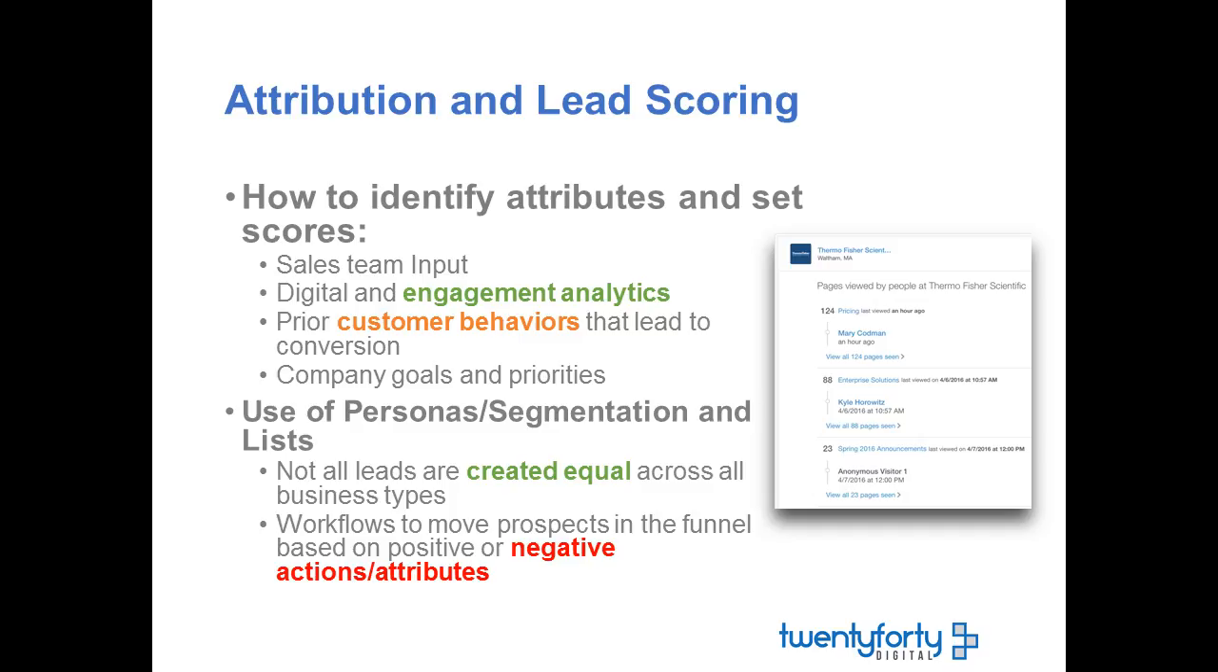So all of these attributes can be brought together to create the lead scoring model. So how do you do this? It's important to have the sales team input. It's important, and as many of you know and are responsible for reporting in your organization on engagement analytics and digital analytics, those come into play. Your prior customer behaviors also come into play. Those need to be correlated back to the company goals and priorities. Again, as Tom mentioned, the use of personas and segmentations along with lists are critically important because not all of your groups of customers are similar, so you may have different lead scoring models for each of the different segments.